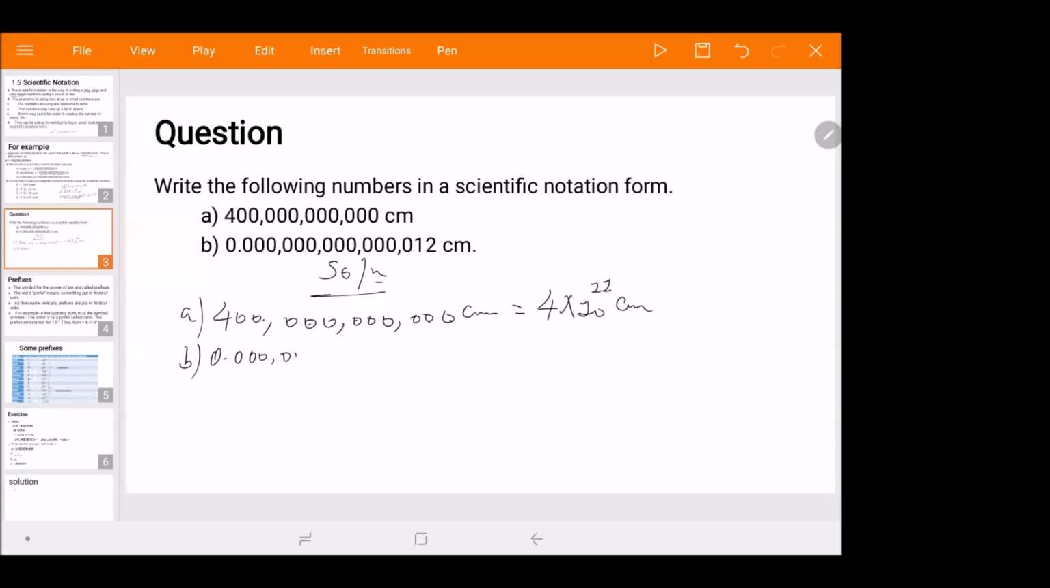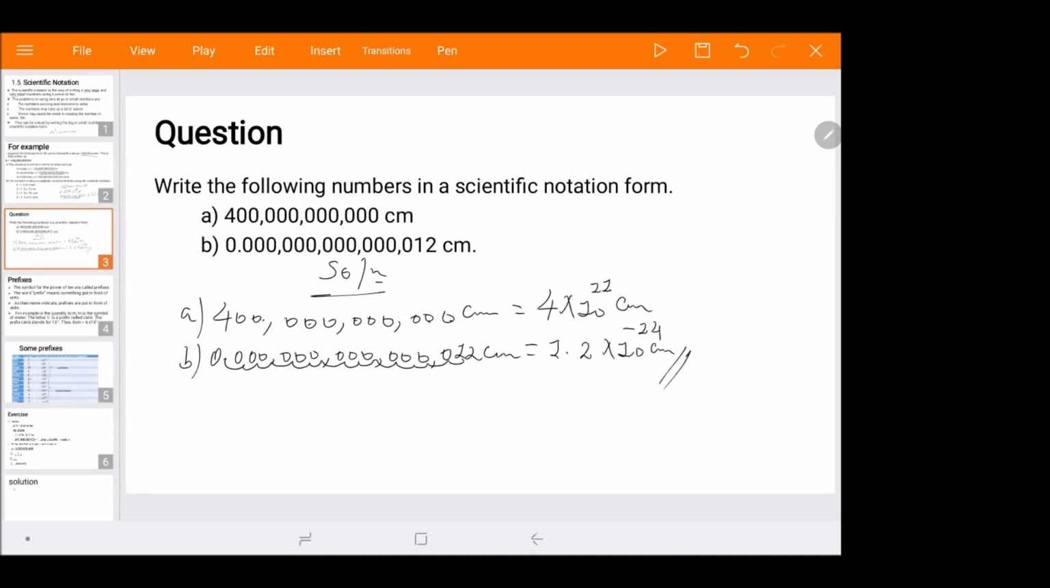0.00000000 and so on, 0.212 centimeter. What about this one? 1.2 times negative 14. Okay, let us see together. Count: 1, 2, 3, 4, 5, 6, 7, 8, 9, 10, 11, 12, 13, 14. So it is 1.2 times 10 to the power of minus 14 centimeter.